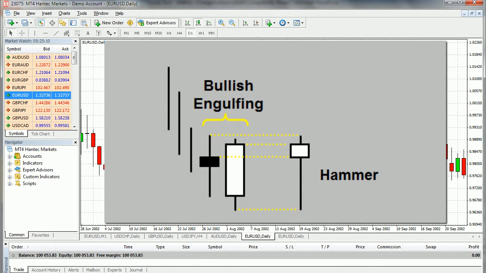Here you can see the way that a multi-candle bullish engulfing pattern can be collapsed into a single hammer candle. Both these signals have a bullish implication for prices.